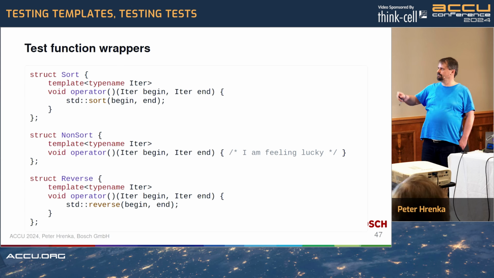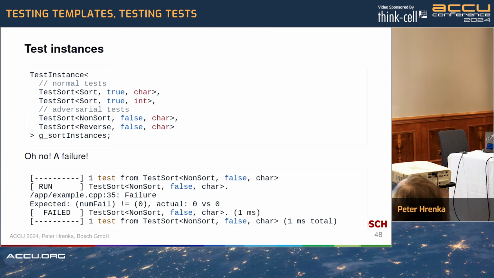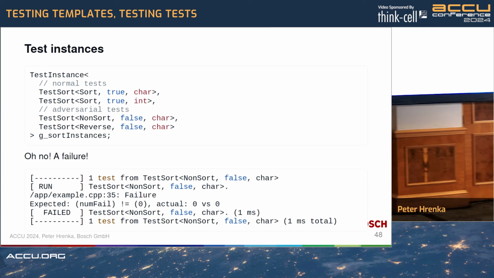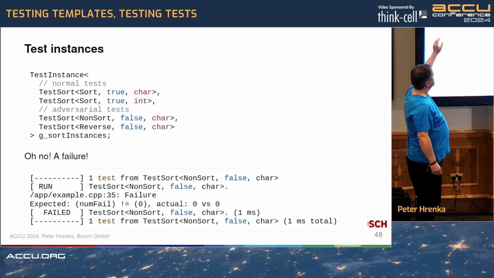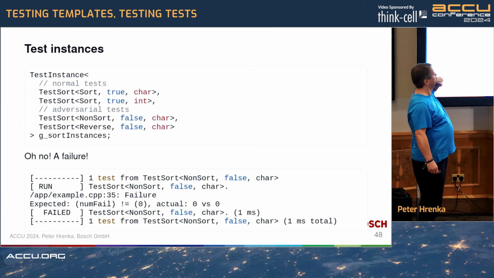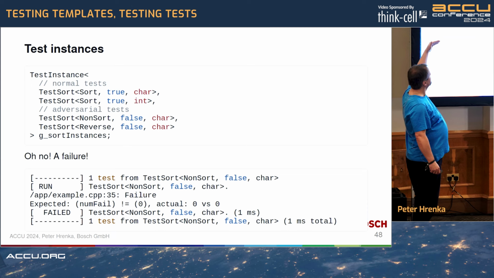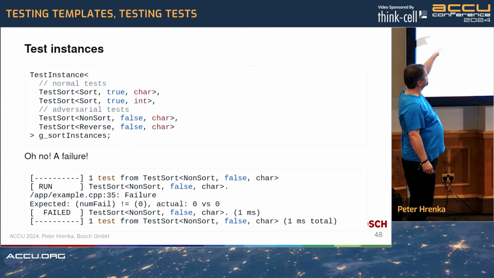So what's the difference here now? We have this infrastructure in place, and here we explicitly say we still have the normal cases that we should have before, and then we have adversarial test cases. We provide these functions that don't do sorting properly, and we expect the test to fail. So this is really explicit. You see that this should not pass.